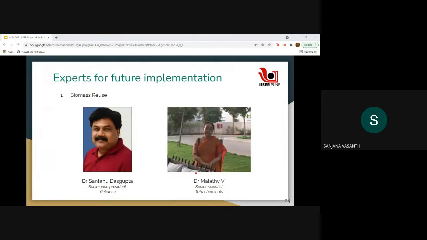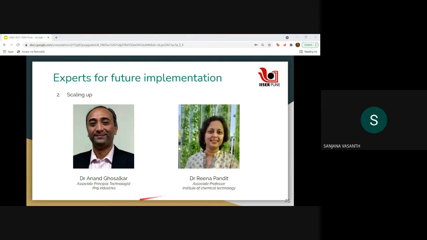Coming to expert interactions for future implementations, we spoke to Dr. Shantanu, who helped us understand the importance of reusing waste biomass to make our project environmentally sustainable. Dr. Malti, on the other hand, told us about the limitations of using biomass as animal feed. We also spoke to Dr. Anand, who helped us identify potential stakeholders and downstream processing strategies. Dr. Reena Pandit told us about parameters to consider for bioreactor design.